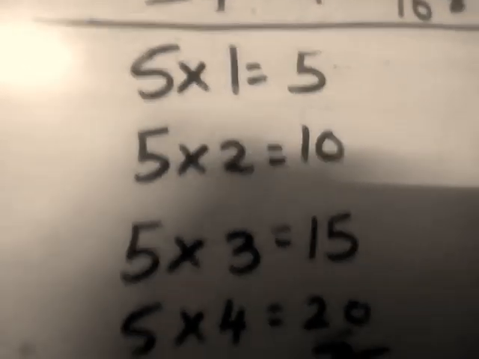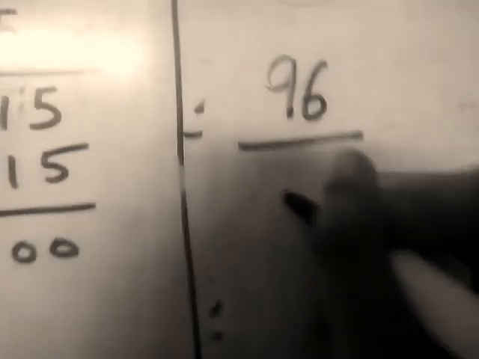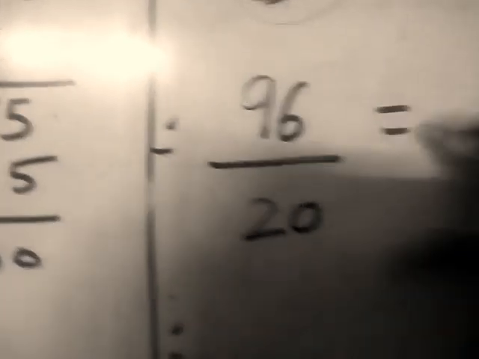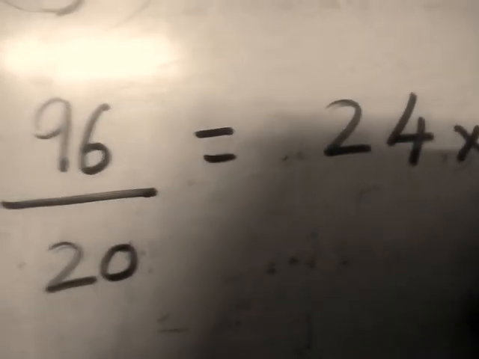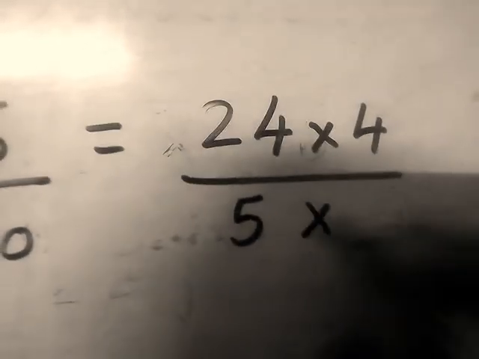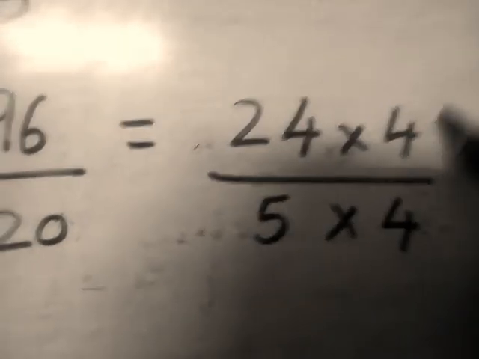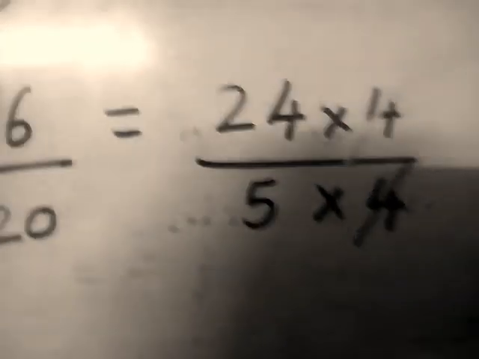5 fours are how much? You have to choose the answer one. 5 fours are 20. Now you have to write in multiplication form. 96, you know which number I have taken in multiplication form. I have taken 24 fours are. So write here in multiplication form 24 into 4. And the 5 table, which I have taken 20 over here, 5 fours are, 5 into 4. So 4 gets cancelled.